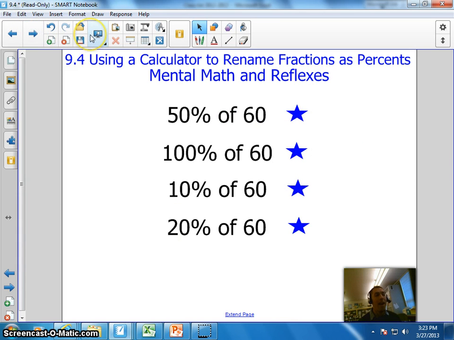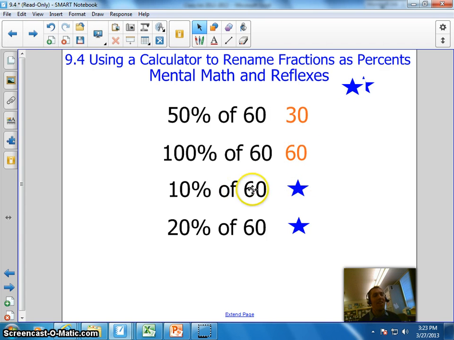Okay, so now we're going to do some mental math. And this is really important because this is the next step of moving towards understanding percents. We've done some really easy ones, and for the first one, I'd like you to try to do these on your own. Pause it and do your best. Okay, the first one here, 50%, you know, is the same as 1/2. So 50% of 60, half of 60 is 30. 100% of 60, all of it, would be 60.